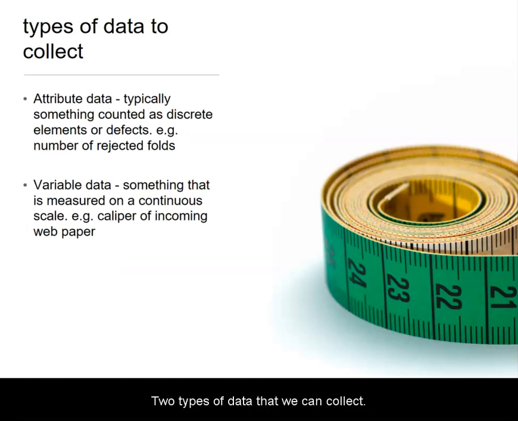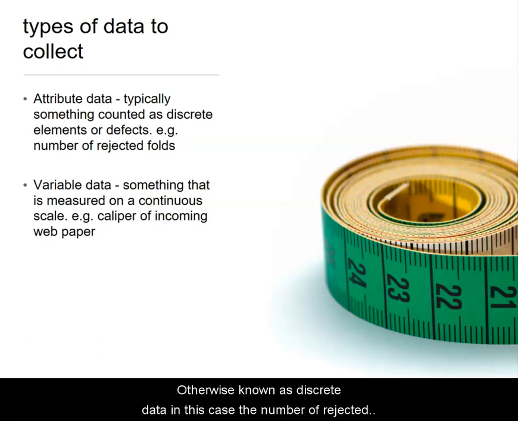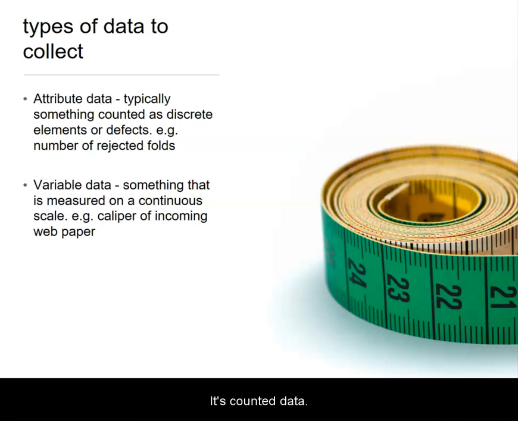There are two types of data that we can collect. The attribute data, which is something that you can count, otherwise known as discrete data. In this case, the number of rejected folds. It's counted data. You're counting the defects as they occur. Variable data is something that you measure on a continuous scale, like the caliper of paper or of a blanket.